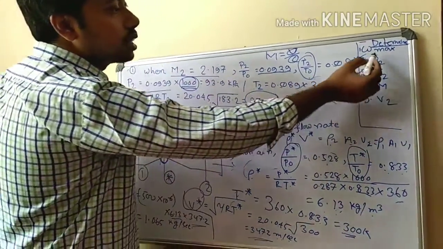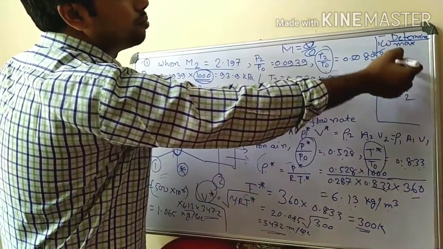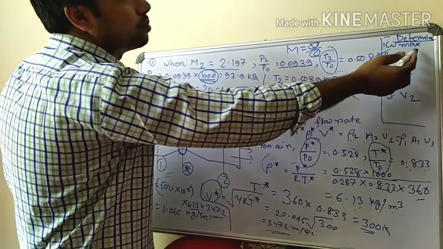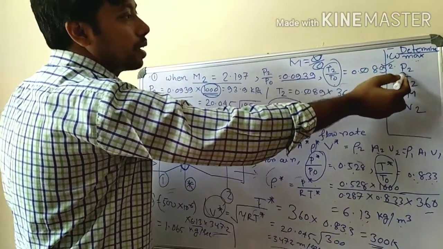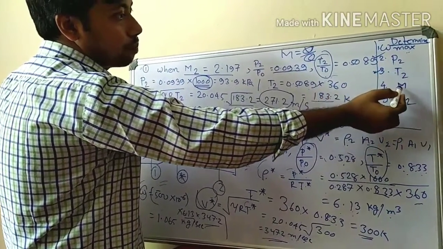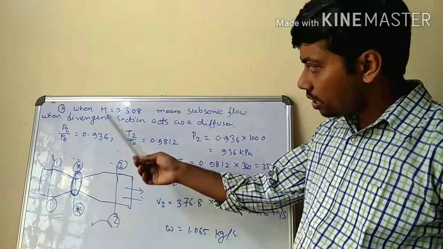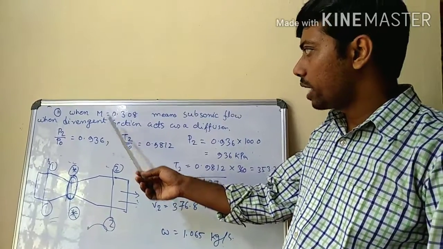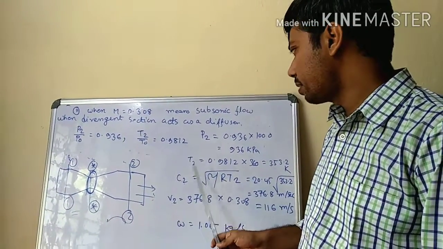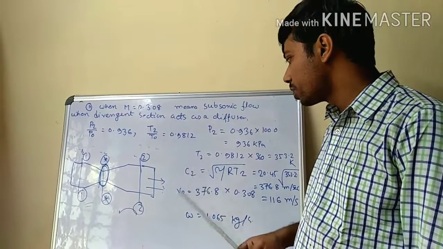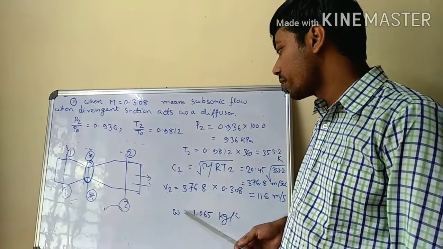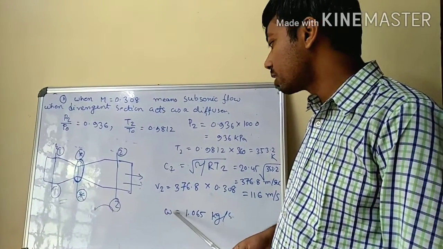So all these parameters are already calculated, like maximum mass flow rate, exit pressure, exit temperature, Mach number, and the exit velocity. In the second part of the numerical, you have to calculate all these terms like pressure, temperature, velocity, and the maximum mass flow rate.